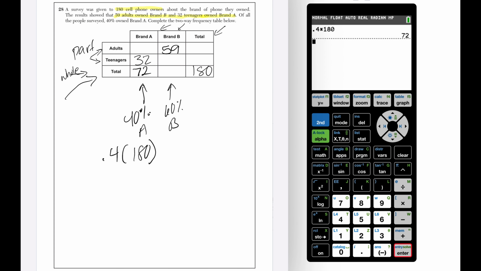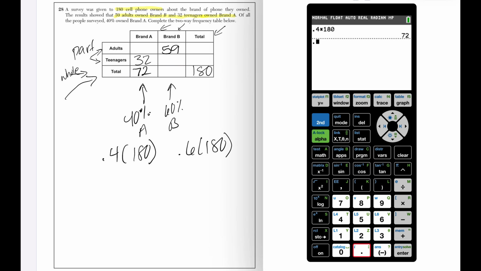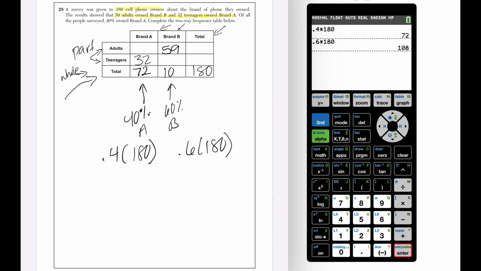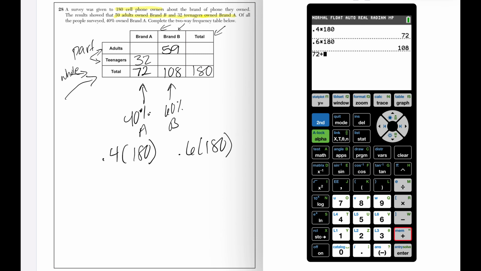Now, we can do the same thing for brand B. So we can do 0.6 times 180. So 0.6 times 180, and we get 108. And we could also check 72 plus 108 should give us 180. So 72 plus 108 does give us 180. So we're good here. So these numbers are pretty valid.